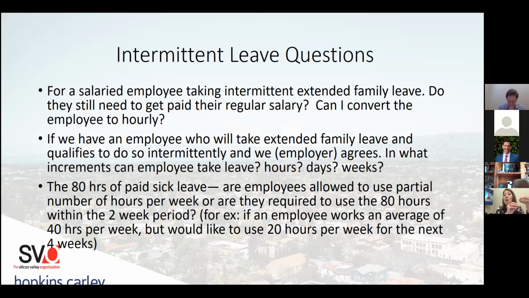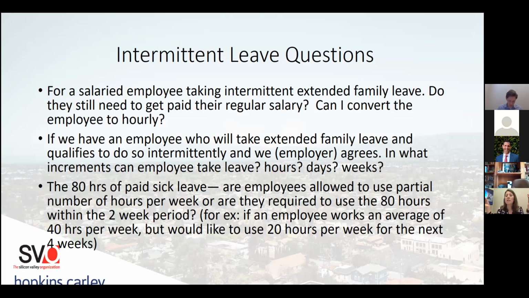Intermittent leave does not apply where an employee would report physically to a work site and has symptoms or has been diagnosed or advised to shelter in place, because they actually have a COVID-19 illness. And this goes back to wanting to avoid the spread of the virus. So for a salaried employee who is taking intermittent extended family leave, or even the paid sick leave, how do we deal with their salary?